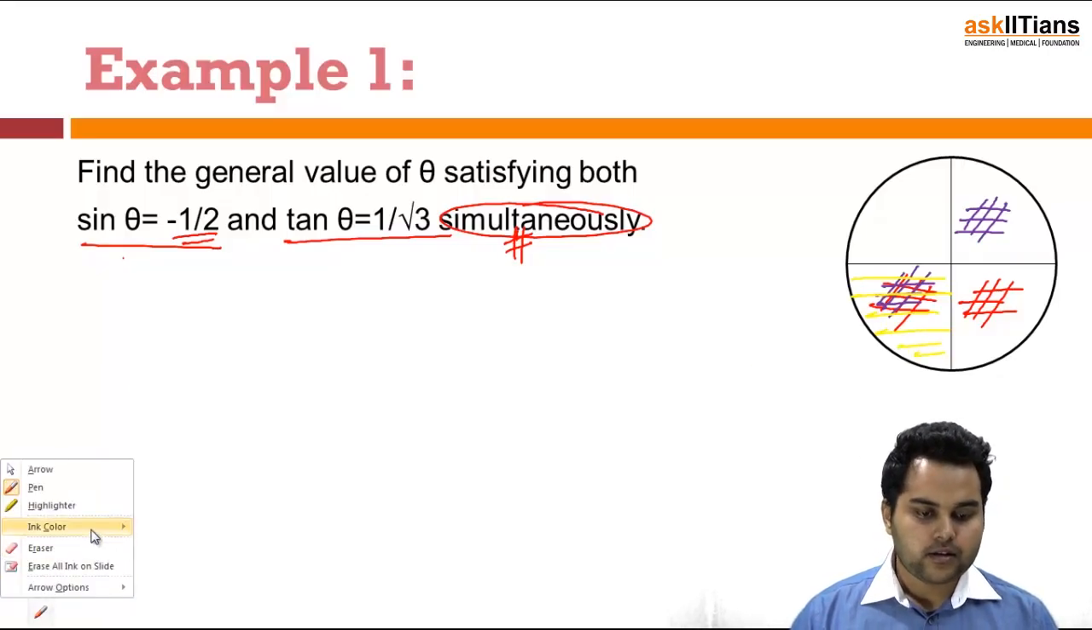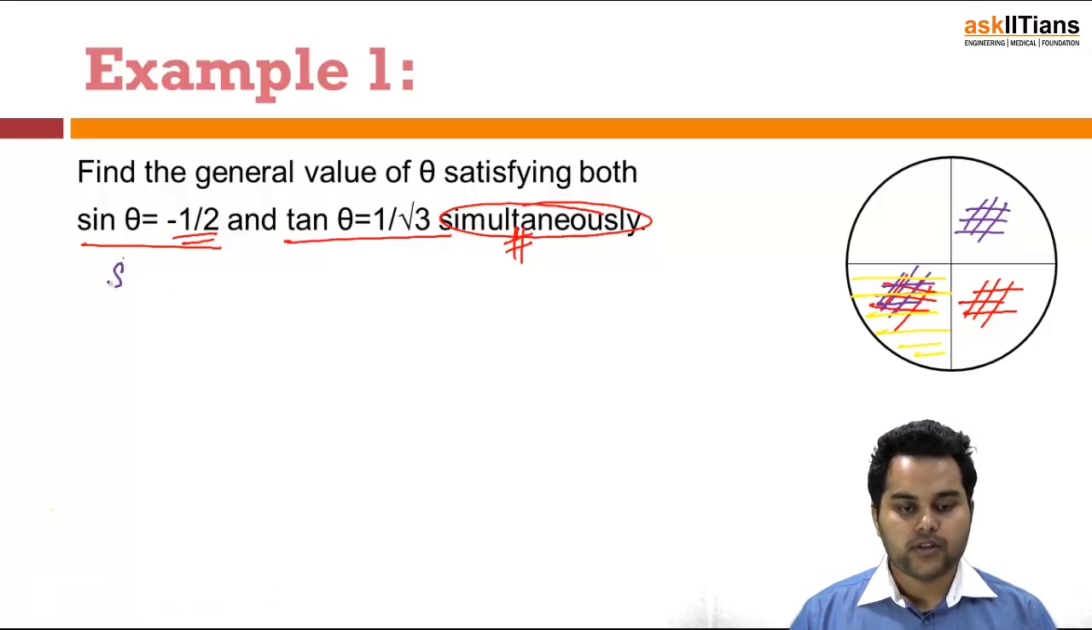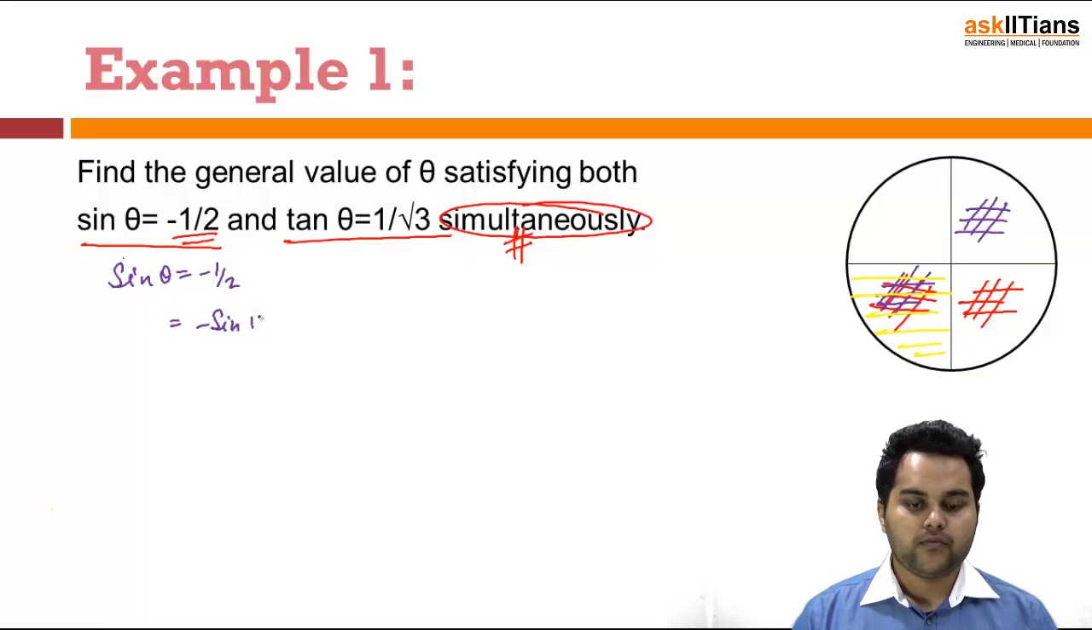Now if I try to put it in that way, I shall solve for it further. That is, sin theta is equal to minus 1 by 2 would give me minus of sin pi by 6, which can be written as, when put in the third quadrant, sin of pi plus pi by 6, which is equal to sin of 7 pi by 6.